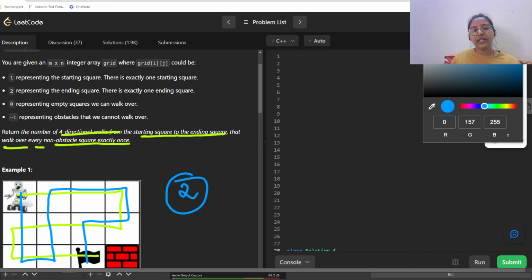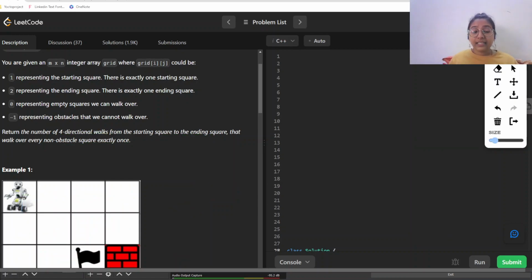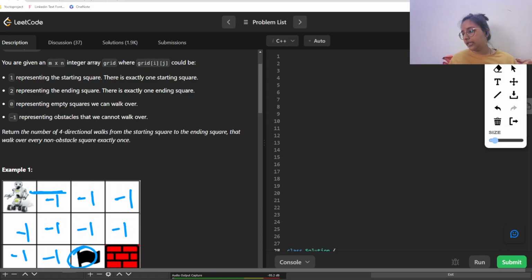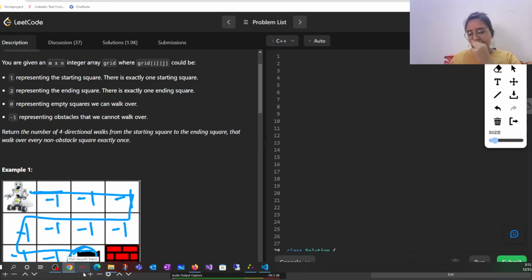Now comes the part of how you cover all the blocks. While doing DFS on this particular grid, we will be moving ahead and marking previous as -1, moving ahead -1, moving ahead -1, and going in all four directions. Like this way only, we will be able to mark all the -1 until we reach this particular point. So by default, it will be covering all the non-empty blocks, and then it exactly reaches the target. At that point, we will be returning 1 to our answer, and that will add up to our total number of paths. So this is what we are required to do in this question.